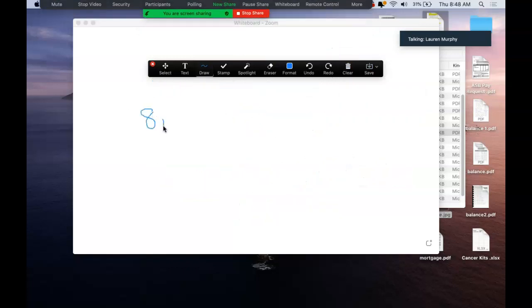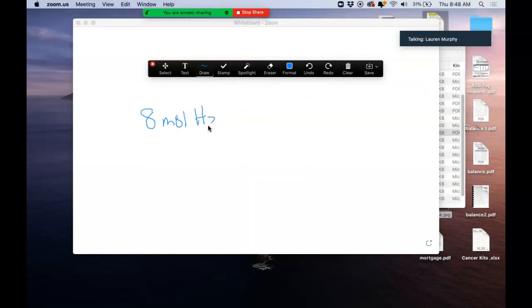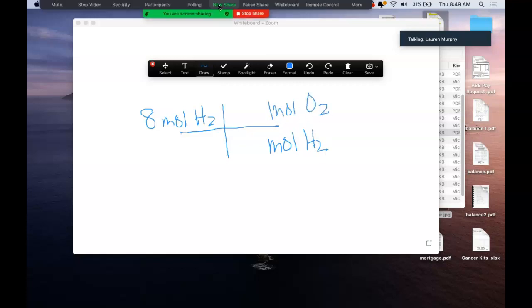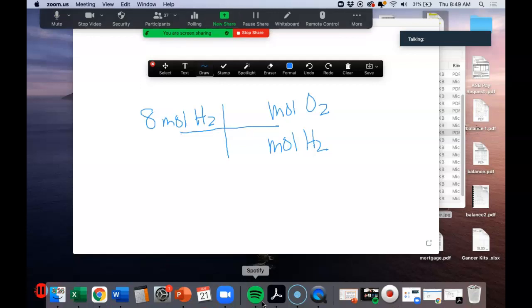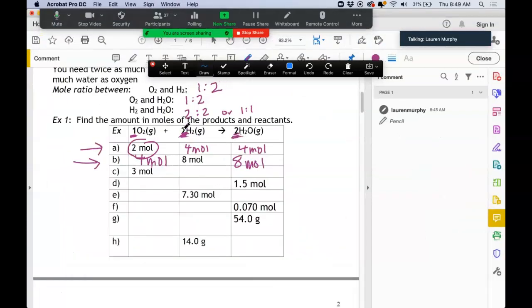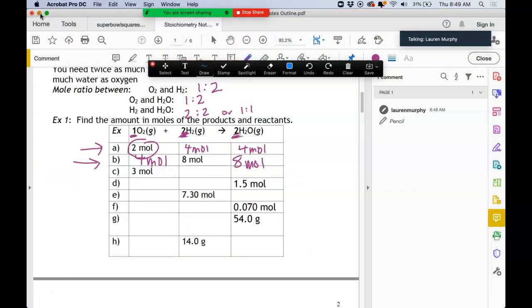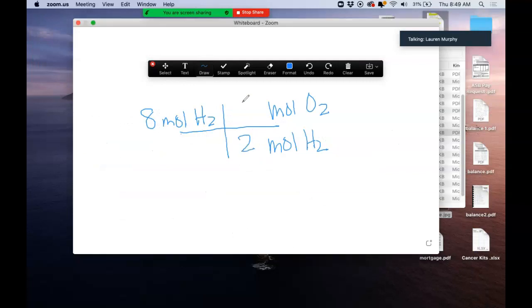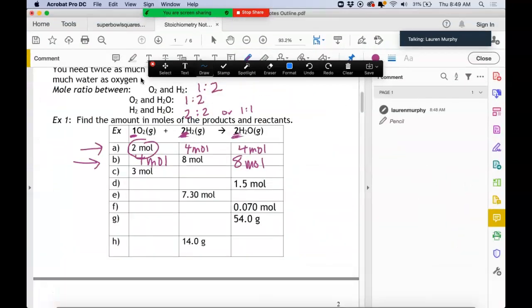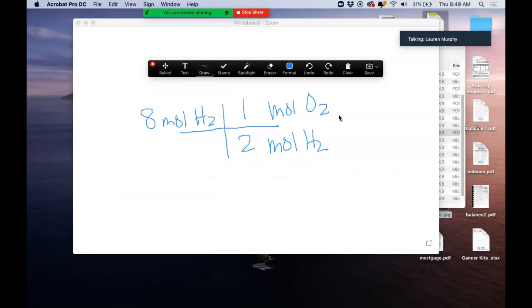I have 8 moles of hydrogen gas. The moles of hydrogen gas go on the bottom, and the moles of oxygen gas go on the top, because that's who I'm looking for. So you go back to the problem. For every 2 moles of hydrogen gas required, 1 mole of oxygen gas is required, right? Because there's a 1 in front of the oxygen. So 8 divided by 2 is 4.